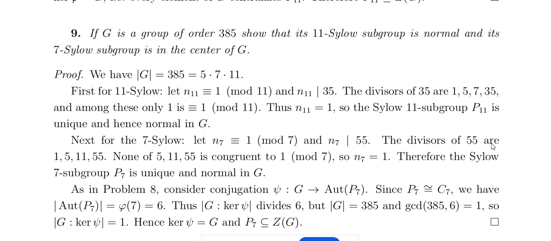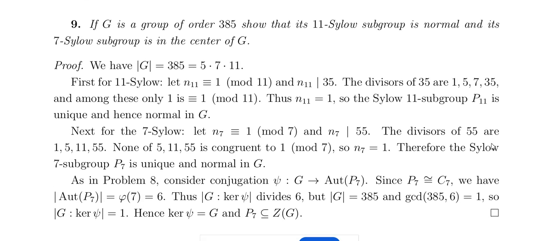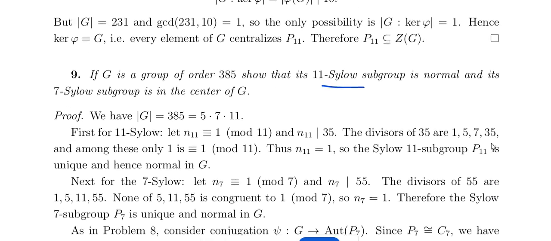Remember, G is a group of order 385, that is, its 11 Sylow subgroup is normal and its 7 Sylow subgroup is in the center of G. So the previous result applies, and it belongs to the center of G. That is the proof.